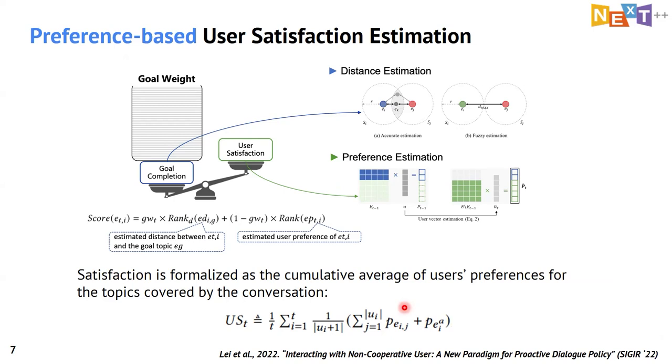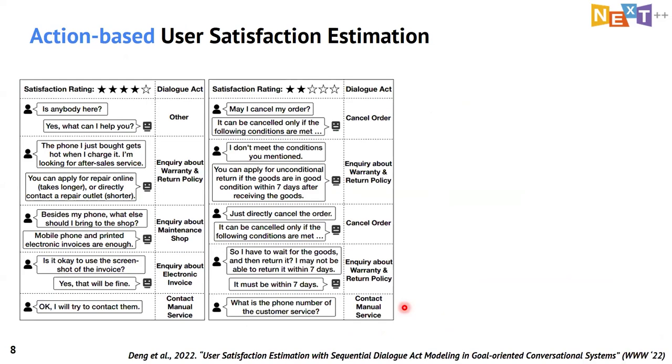And the last group for user satisfaction estimation I would like to introduce is the action-based user satisfaction estimation. In reality, we can see that the user satisfaction is highly related to what kinds of actions the user takes for achieving the long-term goal. For example, in this example, we can see that when the user wants to conduct a manual survey, it means that the user is actually not satisfied with the current conversation. And more specifically, the sequential dynamics of the user behaviors are also closely related to the user satisfaction.